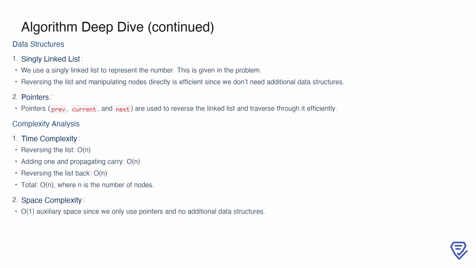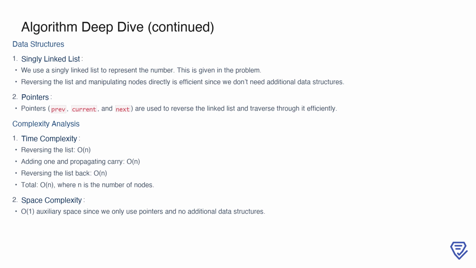The reversal of the list is performed in O(n) time, where n is the number of nodes. Adding 1 to the number and propagating the carry also takes O(n) time, as each node is visited once. Reversing the list back to its original order adds another O(n). Therefore, the total time complexity is O(n).